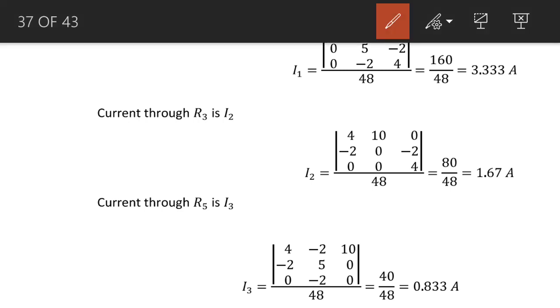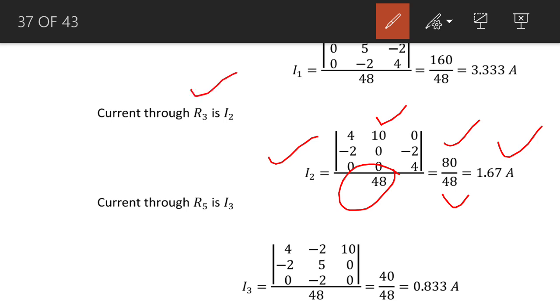We find out the current I2, and for the current I2 we replace the second column of the R matrix by E1, E2 and E3. The first and the third column remain unchanged. We divide this determinant by the determinant of the R matrix, that is 48. So 80 divided by 48 gives you a current of 1.67 ampere. So there is a current of 1.67 ampere in the second loop, and this is the current in R3 as well.